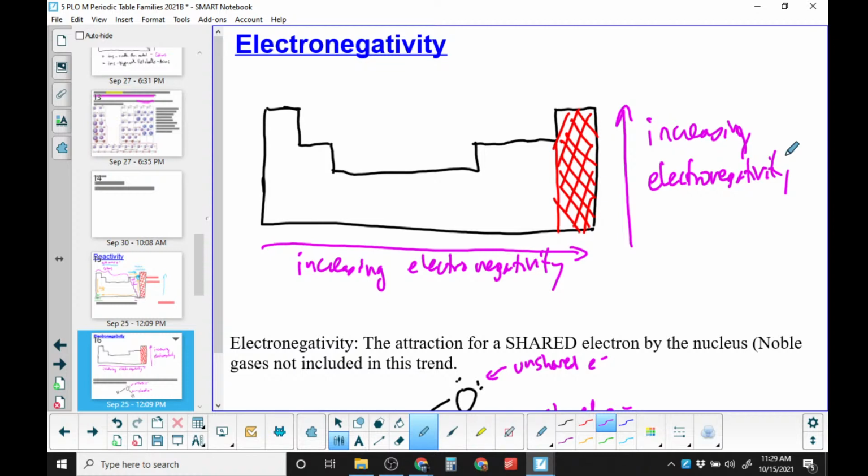Shielding effect. So as you go up, what's happening to the shielding effect? It's decreasing. You're losing the layers. What happens to the attraction to the electrons when you decrease the number of shields? It gets stronger. So as you go up, decreasing shielding effect, increasing electronegativity. So that is the trend for electronegativity.